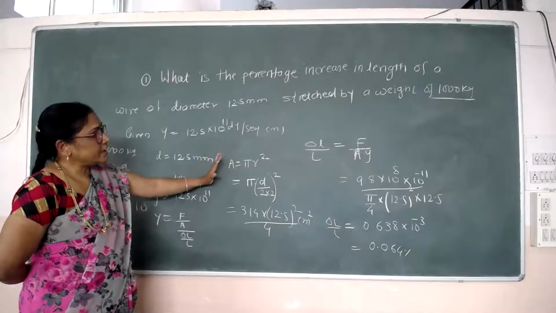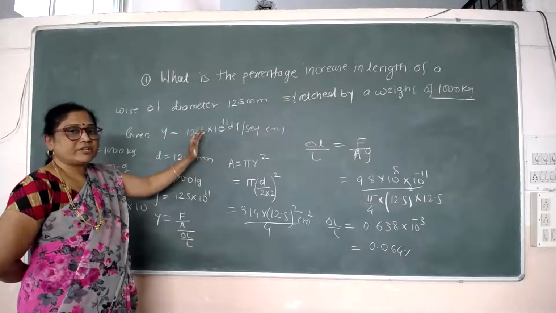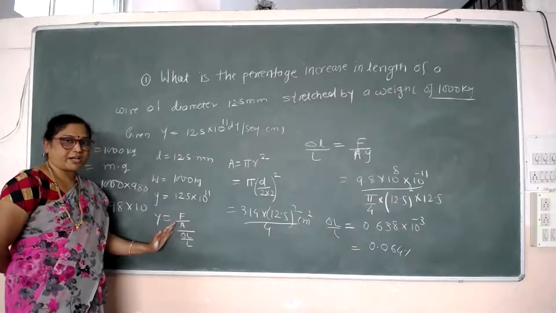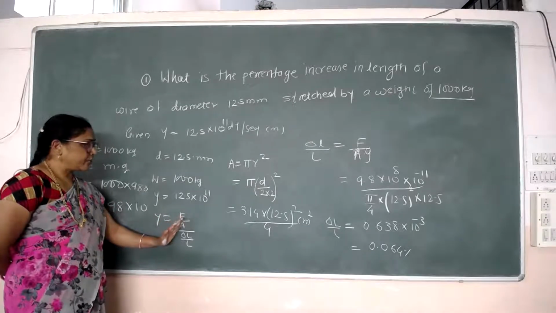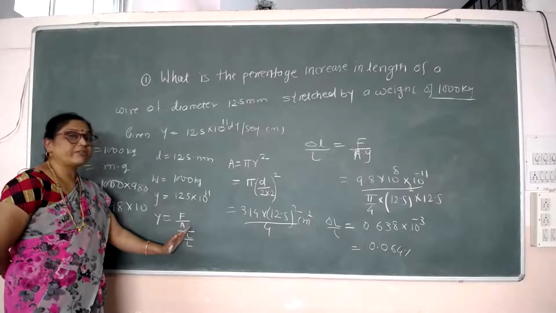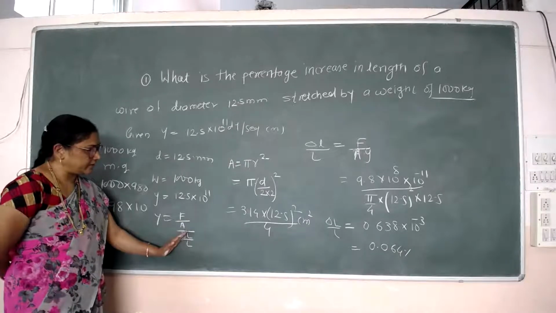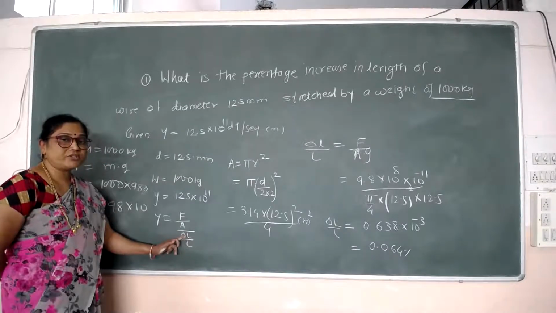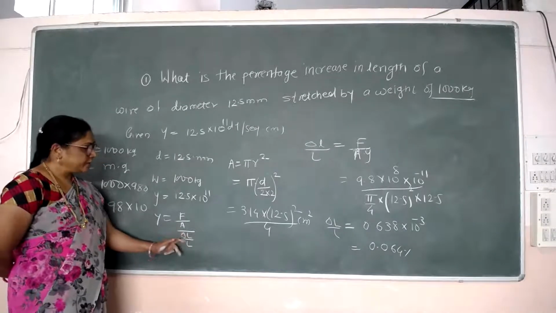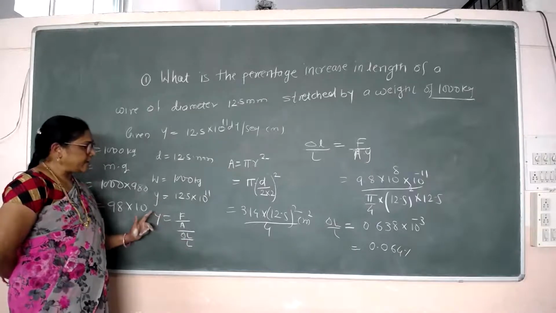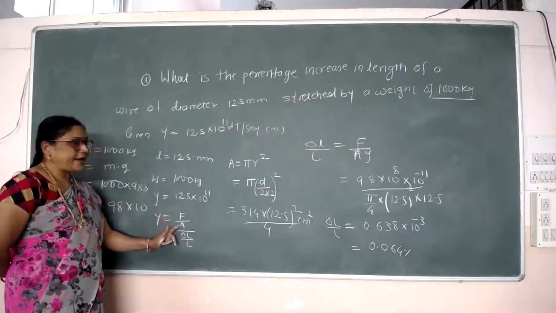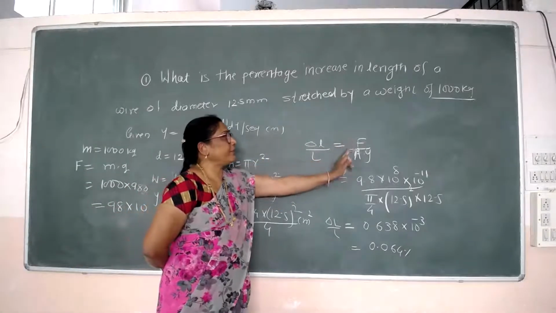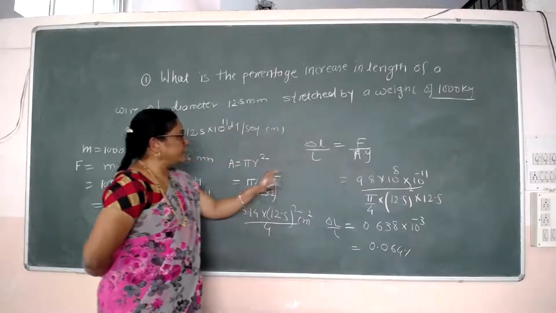Then what is the related formula here? In the last class, we studied that Young's modulus Y is equal to stress divided by strain. We know that stress is equal to F by A, and strain is equal to change in length to the original length. To find the change in length to the original length in the form of a percentage, take one side. Therefore delta L divided by L is equal to F by A divided by Y. Then find out the value.